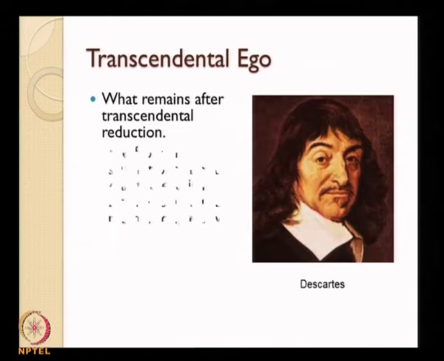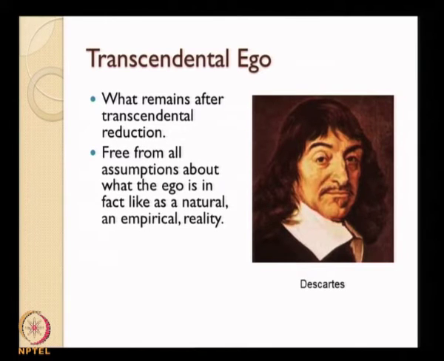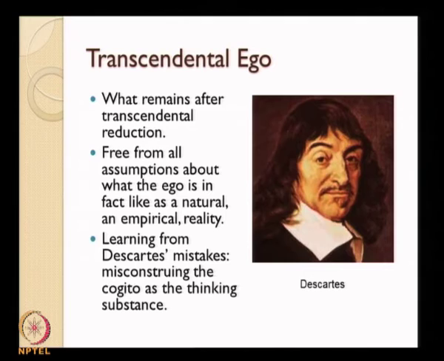So, Descartes ultimately reached the cogito, the famous cogito ergo sum, and this, according to Husserl, is very significant in phenomenology. He was terribly close, we can say, to the kind of phenomenological reduction which Husserl was initiating. But what remains after the transcendental reduction is free from all assumptions about what the ego is, like a natural and empirical reality, learning from Descartes' mistake.